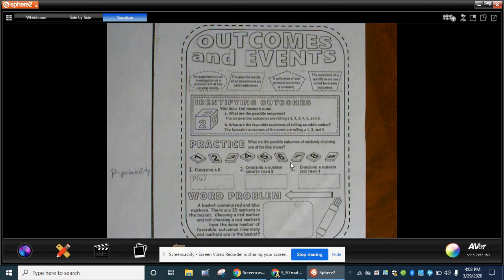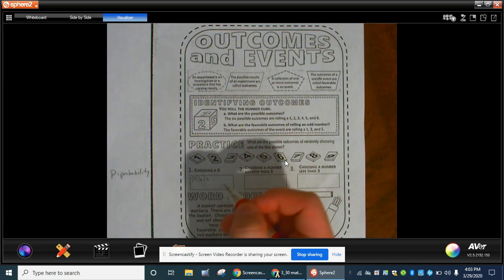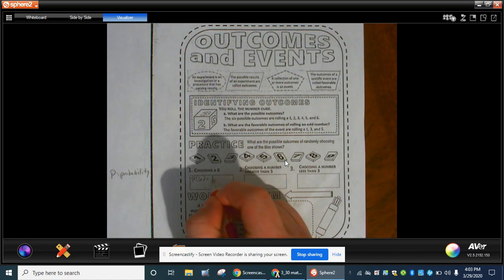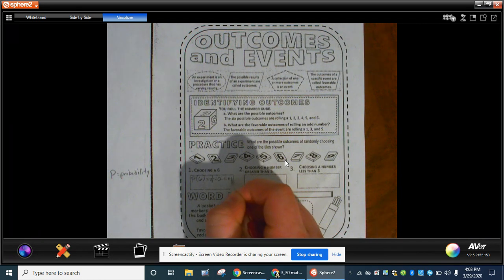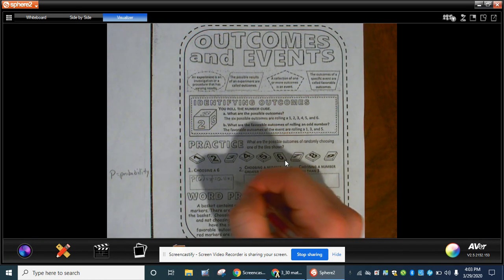How many sixes are in this set of outcomes? From what I can see, there's only one six. So out of nine possible outcomes, only one of those could produce a six. It could look like 1/9. You can see it as a decimal, 0.11, or as a percent, 11%.